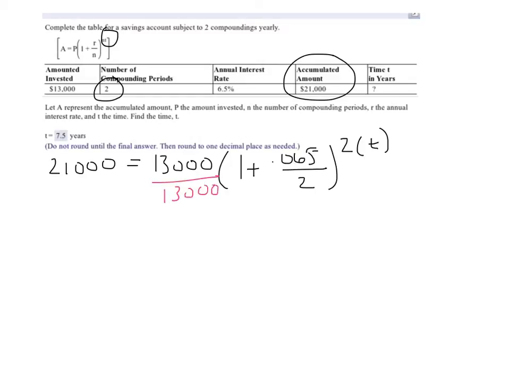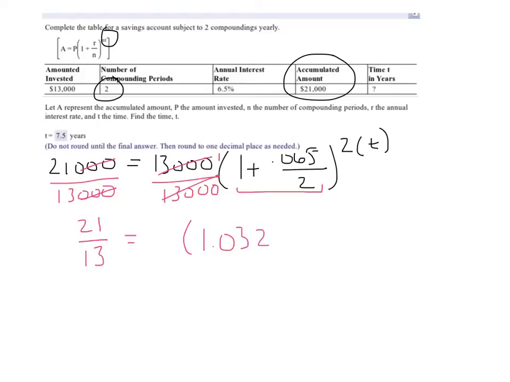So to start solving or simplifying, I'll divide both sides through by 13,000. Of course, here on the right I get a 1. I can divide both sides through by 1,000, and I'm left with 21/13 on the left. On the right, I have 1 plus 0.065 divided by 2. So let's go ahead and simplify that. It kind of depends on the calculator you have, the direction that you'll enter this, but basically I end up with 1.0325 to the 2t. So all of this simplifies to 1.0325.